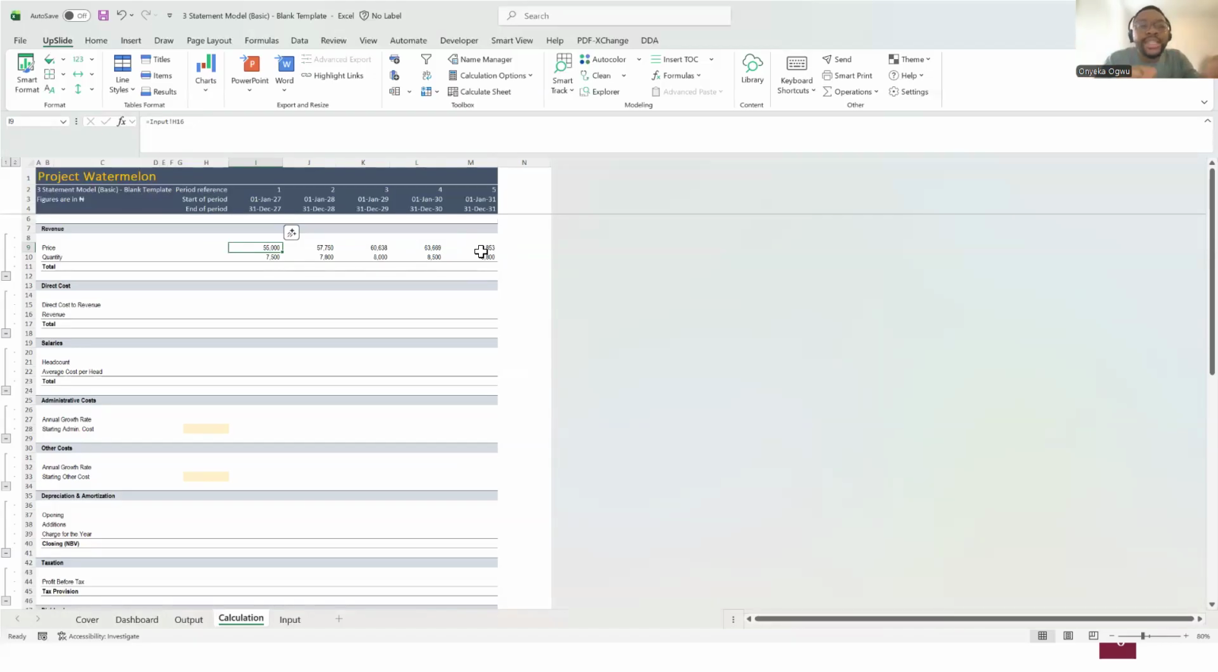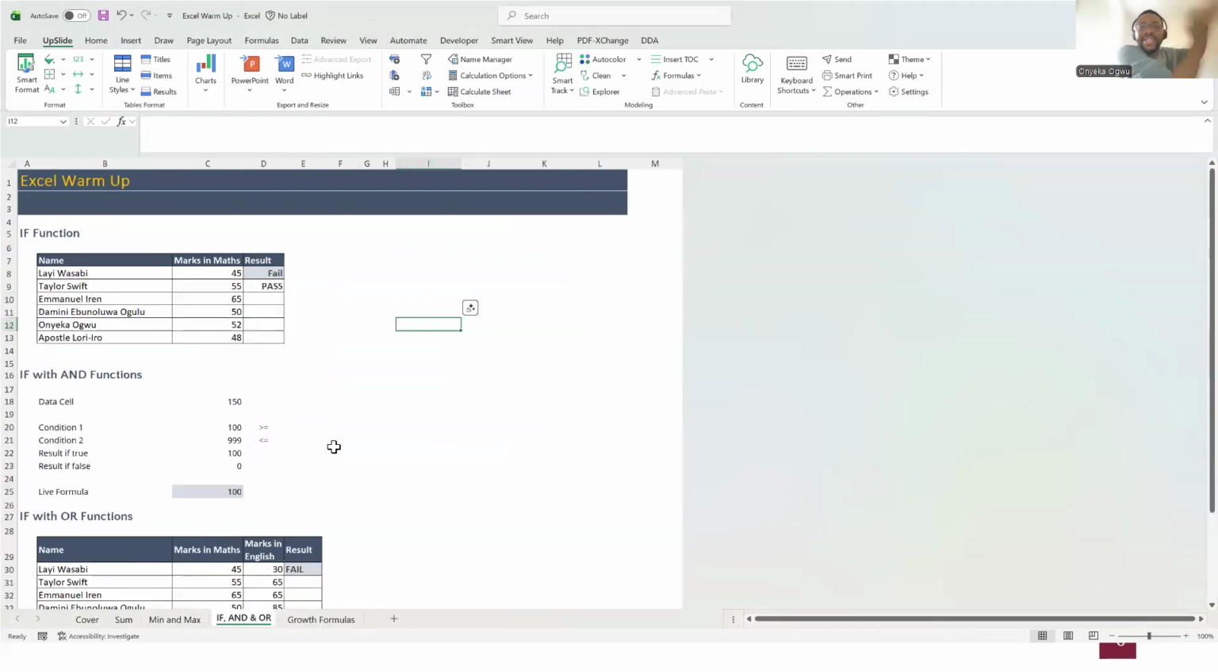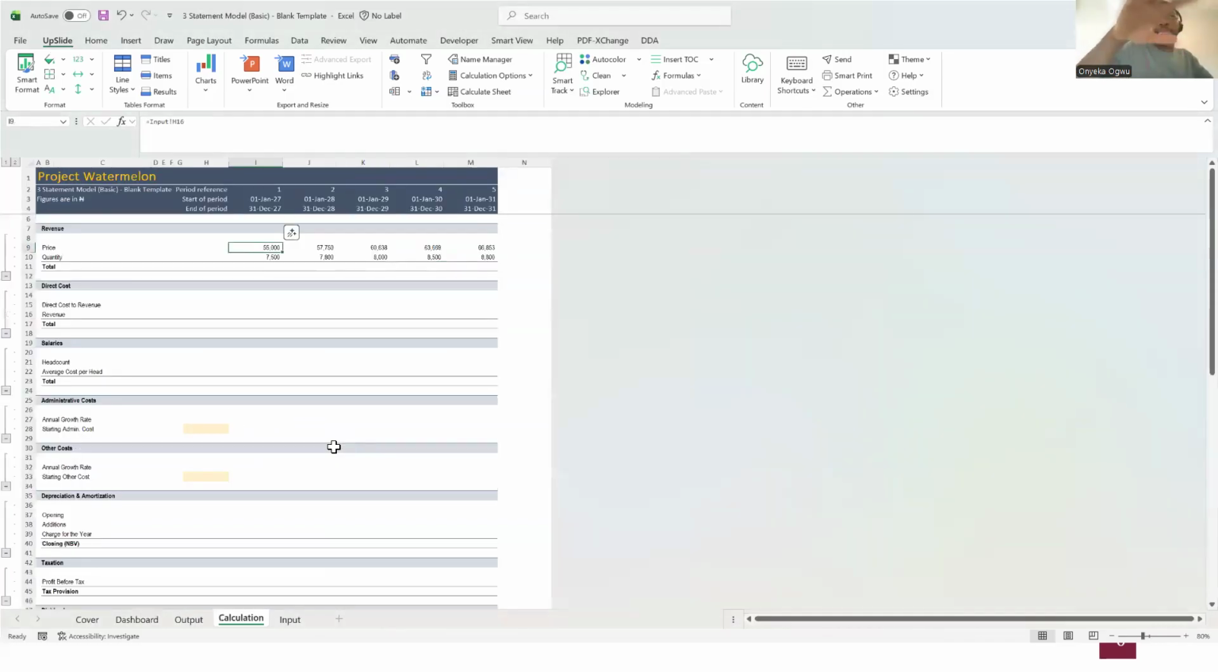Who can remember what we did in the Excel warm-up? In the Excel warm-up, that IF. Can you remember IF? So I said, if it's this, give me this. If not, give me this. That's what I'm going to use to apply here.